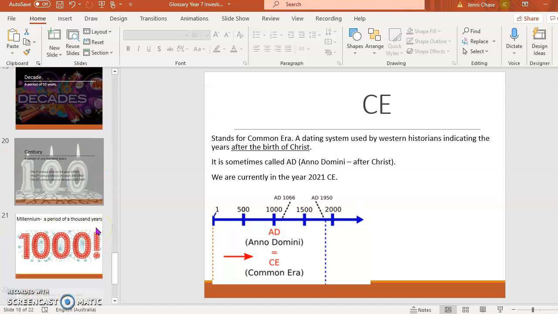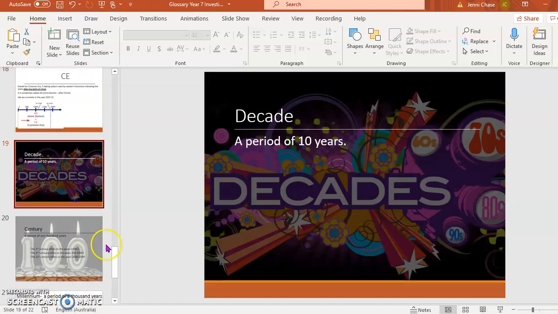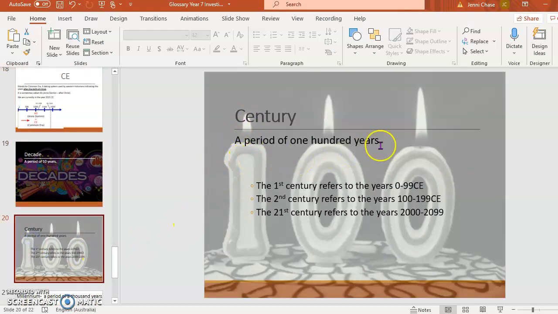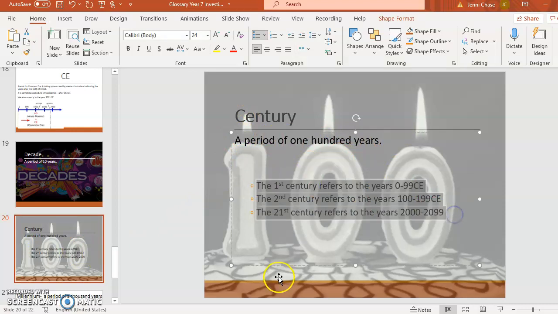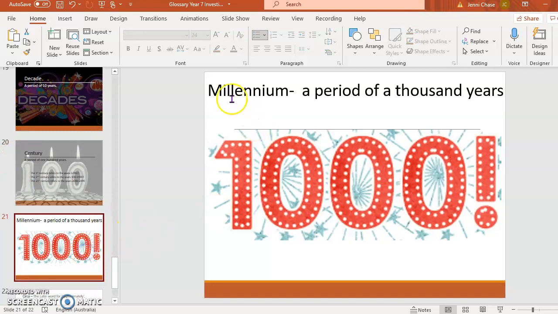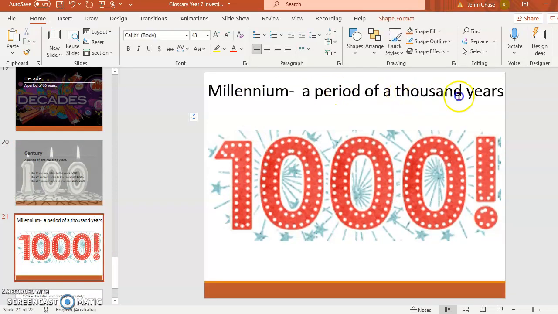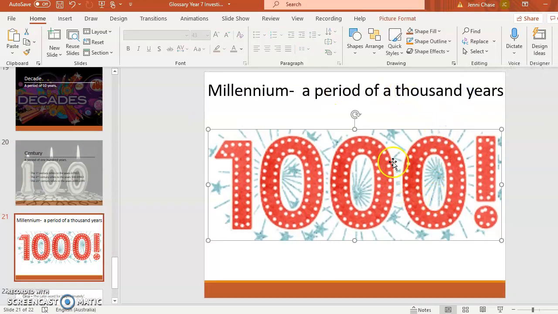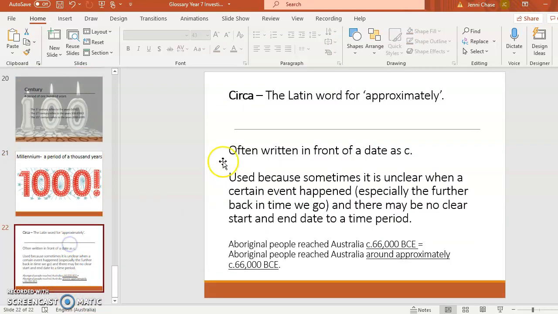All right, and then the last few are pretty easy. Decade, so that's a period of 10 years. Century is a period of 100 years. Again, I'll talk about this more when we do the chronology lesson. Don't worry about that too much just yet. Millennium, importantly, is a period of 1,000 years, not a million years. Okay, mil means 1,000. Okay, and last but not least, circa.